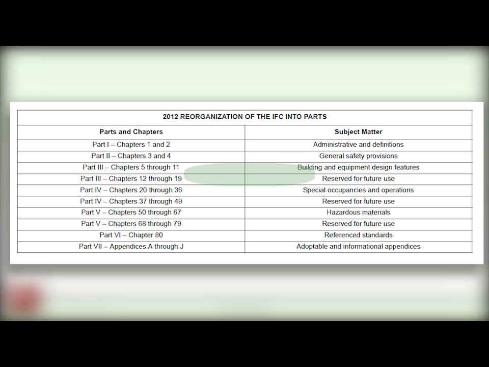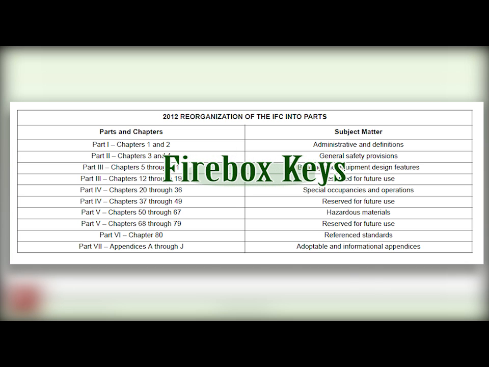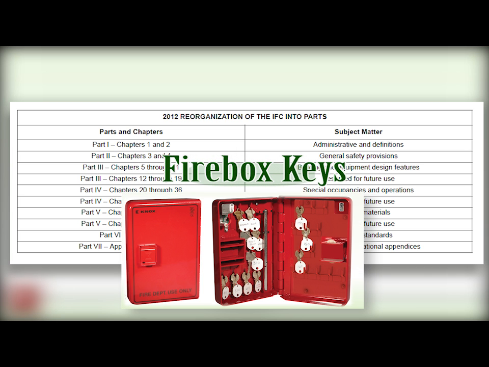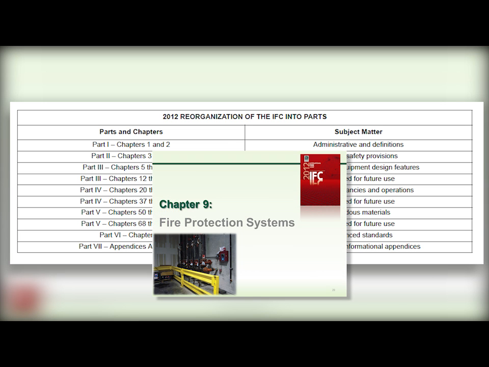You'll see that there are going to be several revisions of note in Chapter 5. We're adding a definition and requirements for traffic calming devices, and we'll be talking about that a little bit later on. There are requirements for key boxes for existing elevators, and there are some new requirements for fire command centers in relation to BIM, building information cards, and the requirements of information that must be provided on site. In fire protection, there are a number of changes and clarifications in Chapter 9 that we'll talk about.